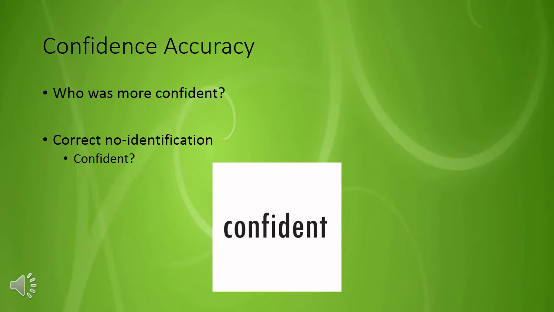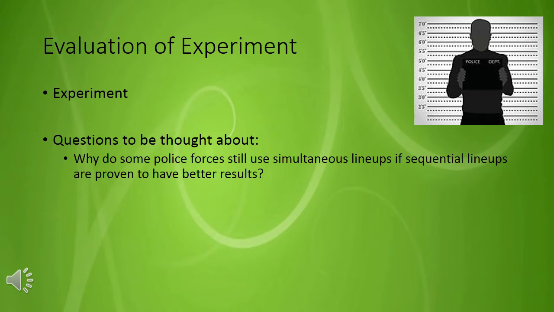So, with all of these results being stated, the hypothesis they originally had was correct. A sequential lineup procedure yields greater diagnosticity ratios than does the common simultaneous lineup procedure. With this data, it shows that using the sequential lineup procedure results in more correct identifications and fewer false identifications. Overall, I thought this was a pretty good experiment.